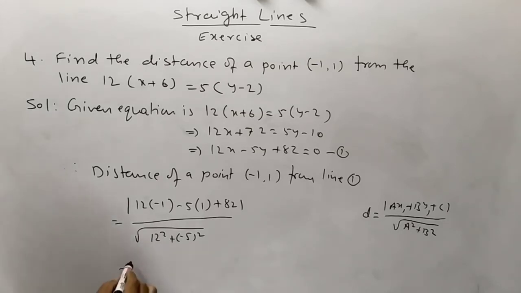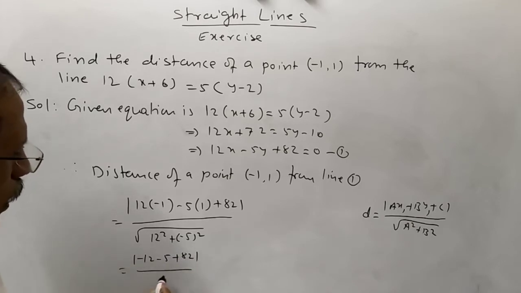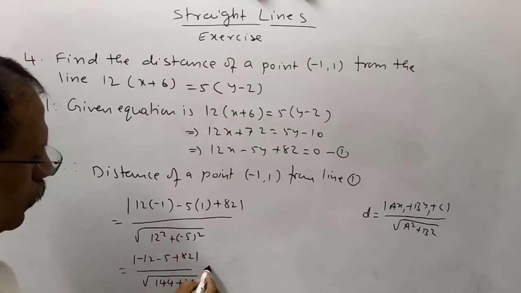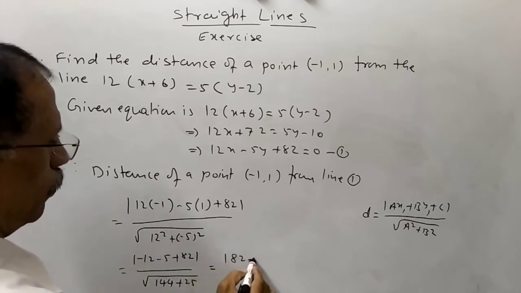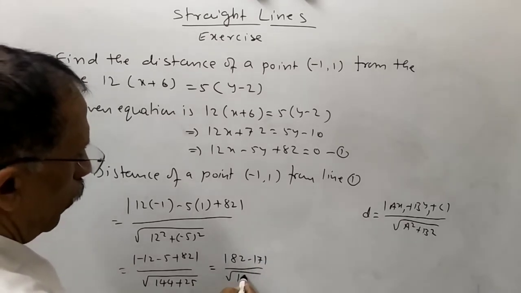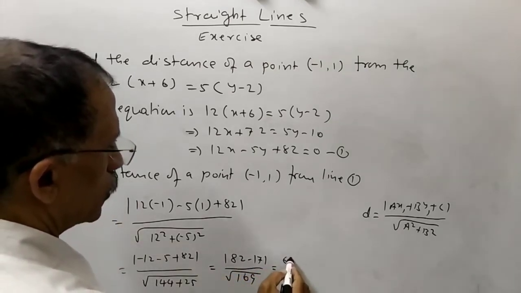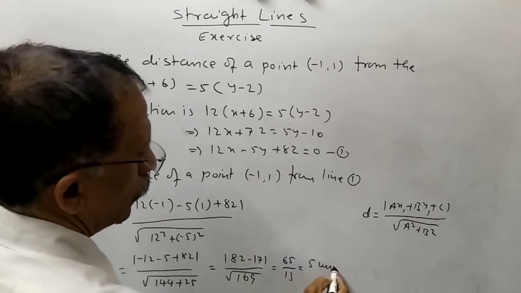is equal to absolute value of -12 minus 5 plus 82 divided by square root of 144 plus 25, is equal to absolute value of 82 minus 17 divided by square root of 169, is equal to 65 divided by 13, is equal to 5 units.